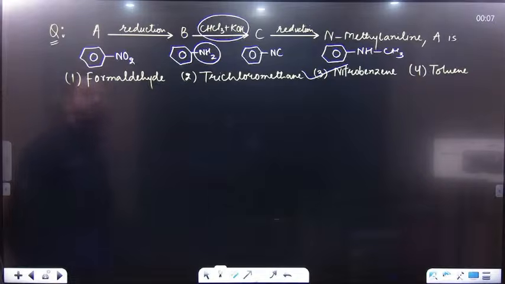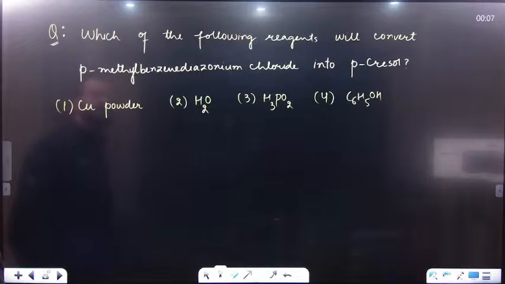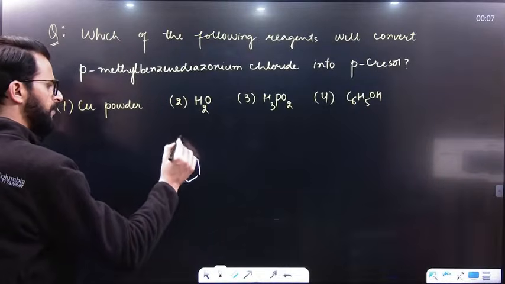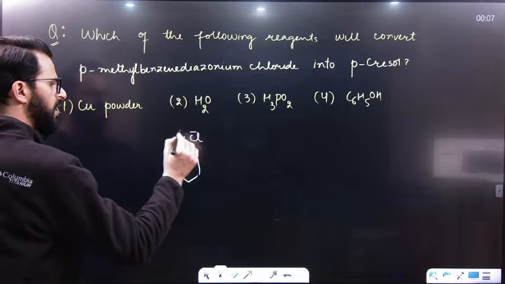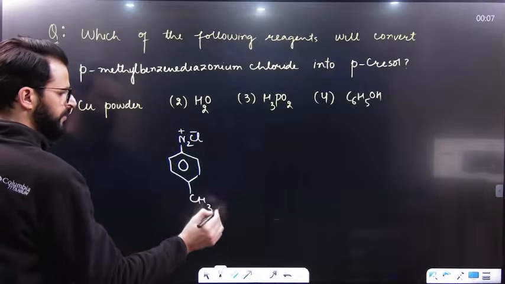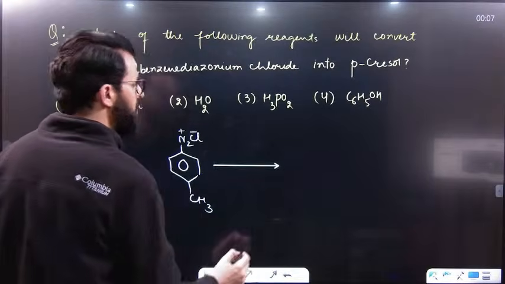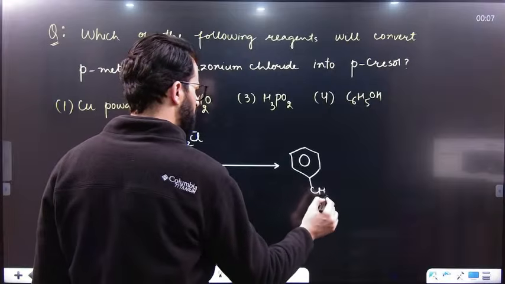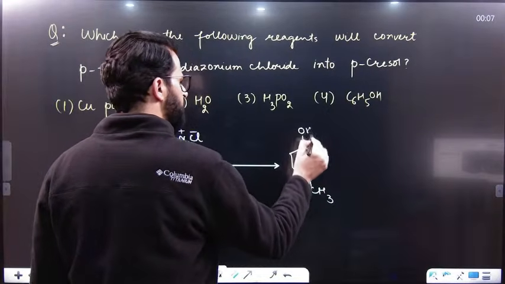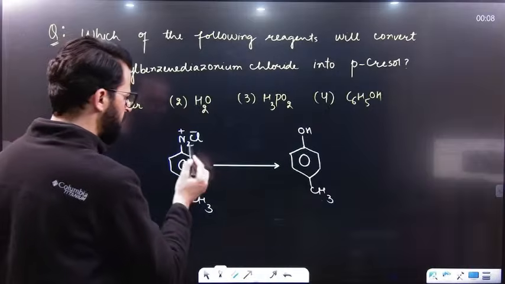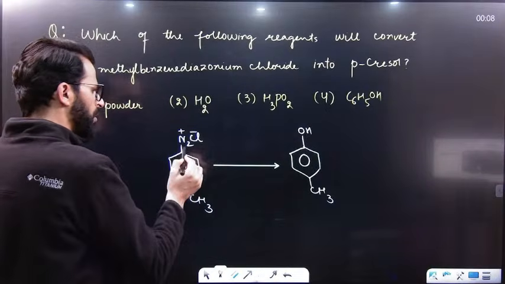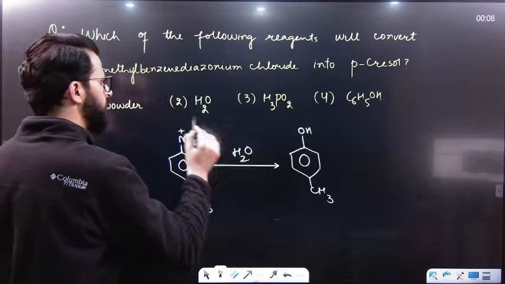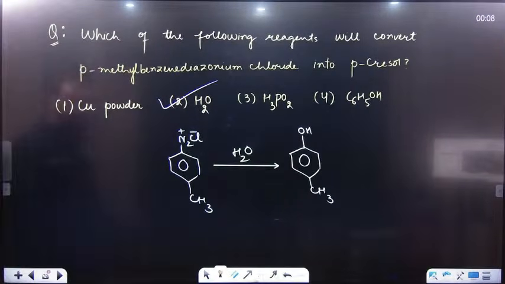After that, which of the following reagents will convert para-methyl benzene diazonium chloride? Have a look. This is para-methyl benzene diazonium chloride. Which reagent can convert this to para-cresol? Cresol means CH3 and OH, but at the para position, OH and CH3 should be present. Now, this has become OH. Now, tell me, which reagent can convert N2 to OH? That is water. That means this one. It's a very easy question.